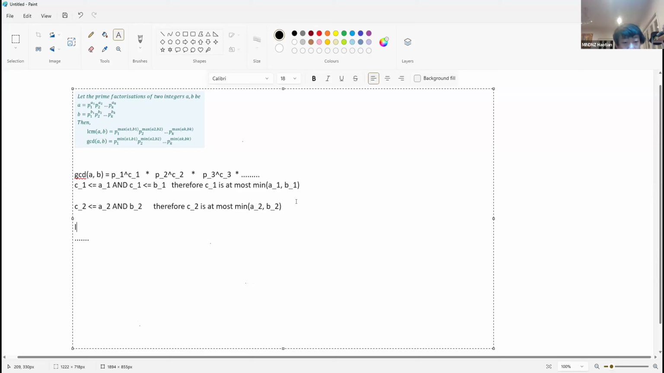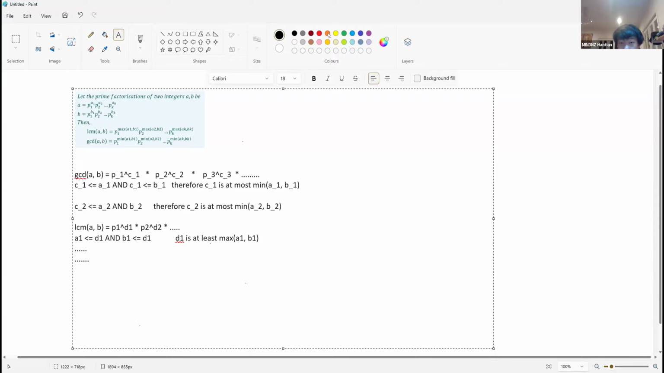And for the LCM, let's say LCM of A and B is equal to P1 to the D1 times P2 to the D2 and so on. A and B both divide the LCM, so therefore that means A1 is less than or equal to D1 and B1 is less than or equal to D1. So that means D1 is at least the maximum of A1 and B1. And we keep going, and that's how we derive that one.